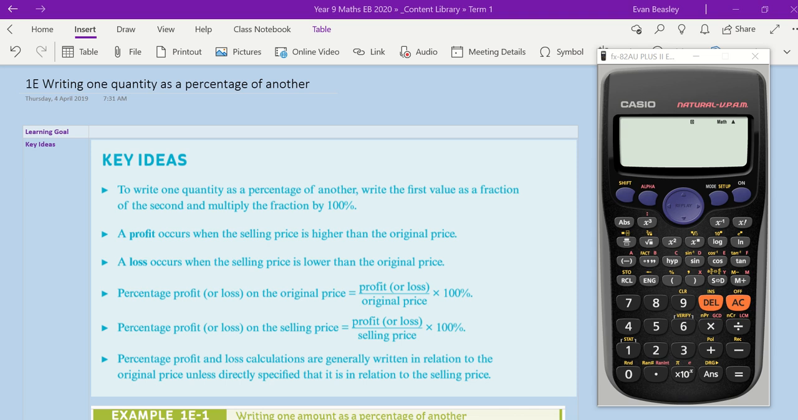Okay, g'day students. Today we're looking at writing one quantity as a percentage of another. So the key idea today is to write one quantity as a percentage of the other. First, write the first value as a fraction of the second and then multiply it by 100%.